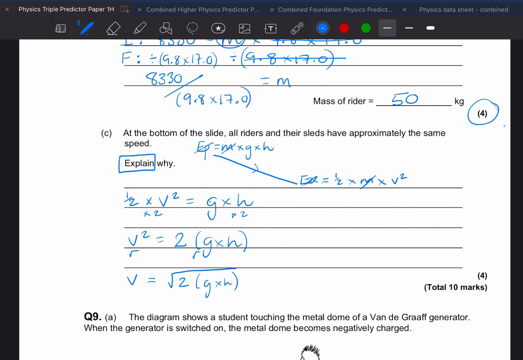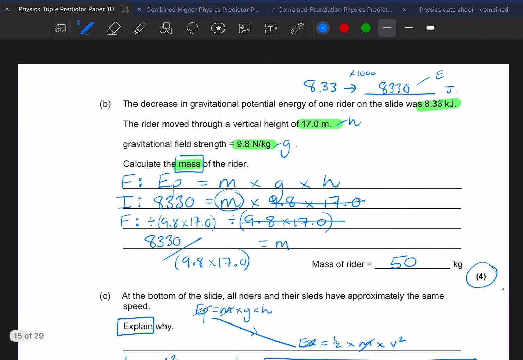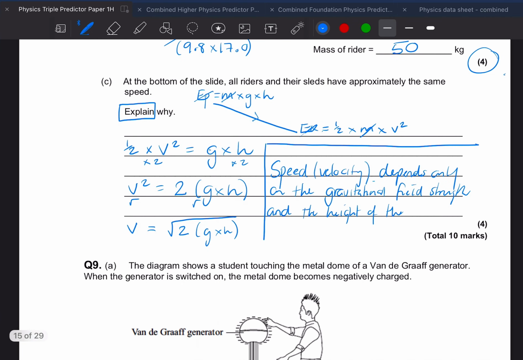So we could say that we'll just create another box here. The speed, or the velocity, depends only on the gravitational field strength and the height of the ride. So speed depends only on the gravitational field strength and the height of the ride.